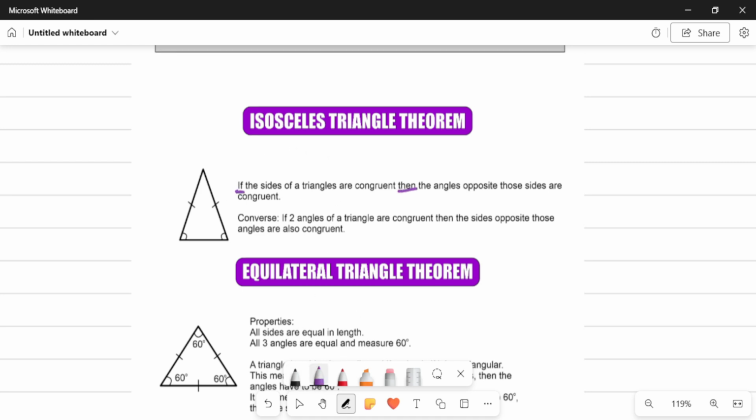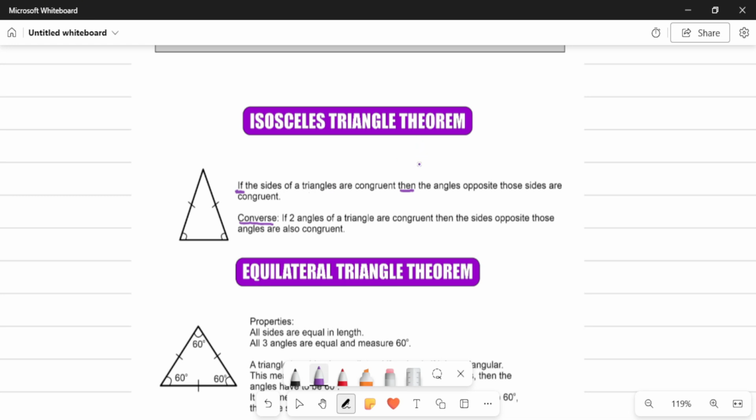Again, what did I say? If and then. Now, why is that if-then statement important? Because we talk about something called the converse. What the converse does is we reverse the if and the then statement. So we take the if and we swap it around. So now we can say, if two angles of a triangle are congruent, then the sides opposite those angles are also congruent. Can you see that?